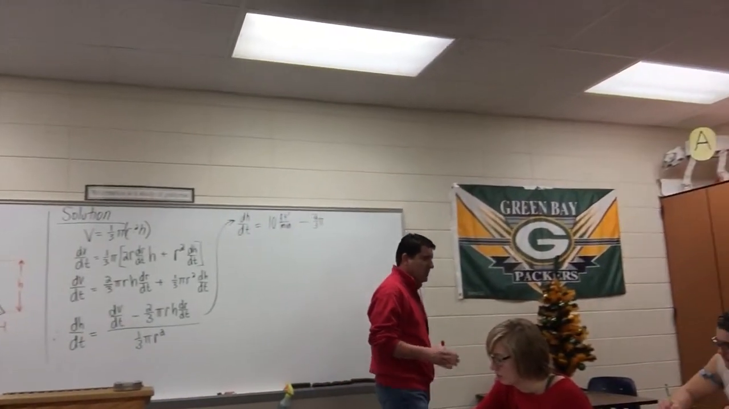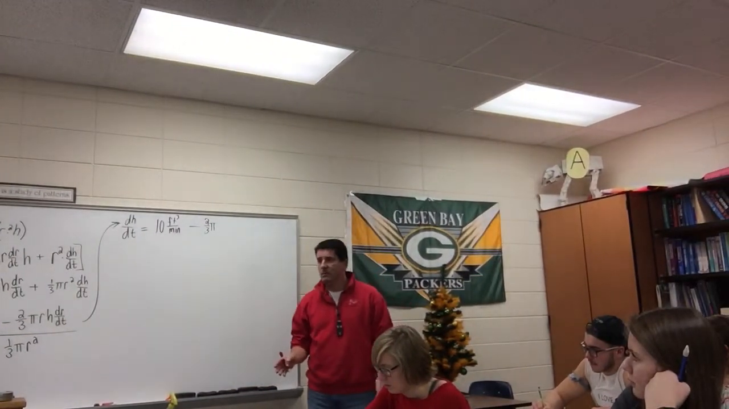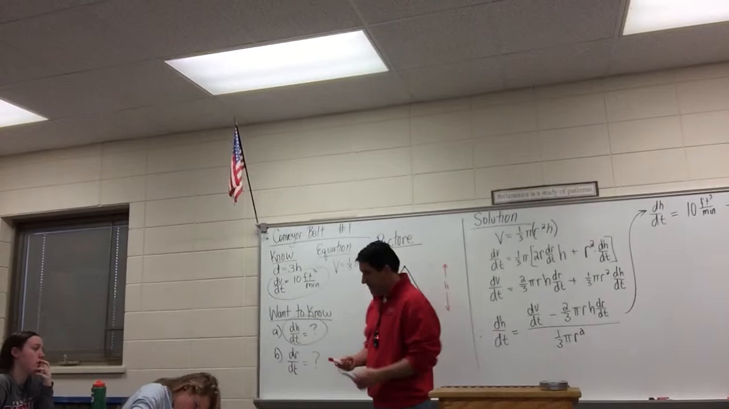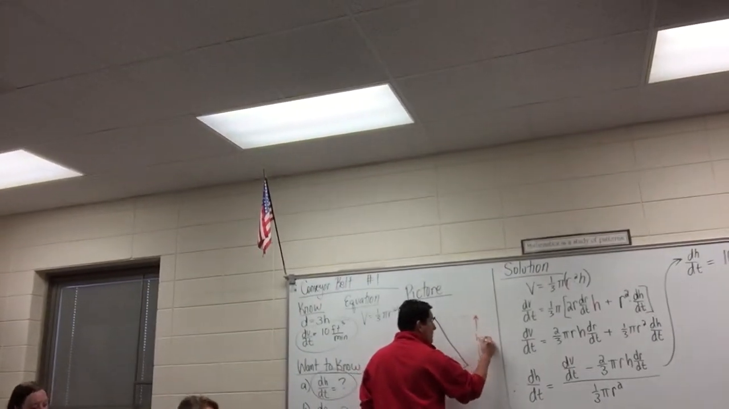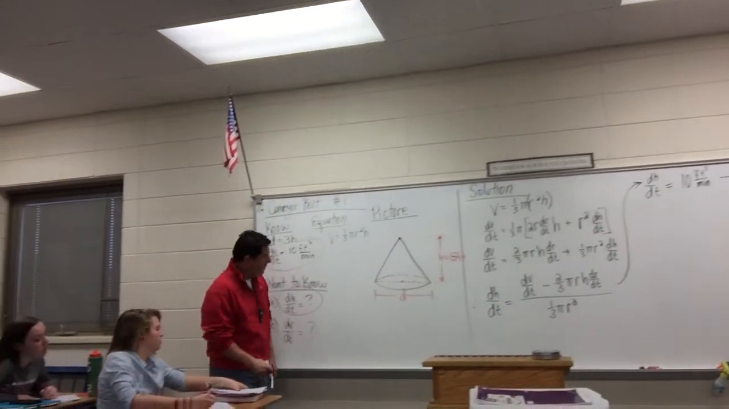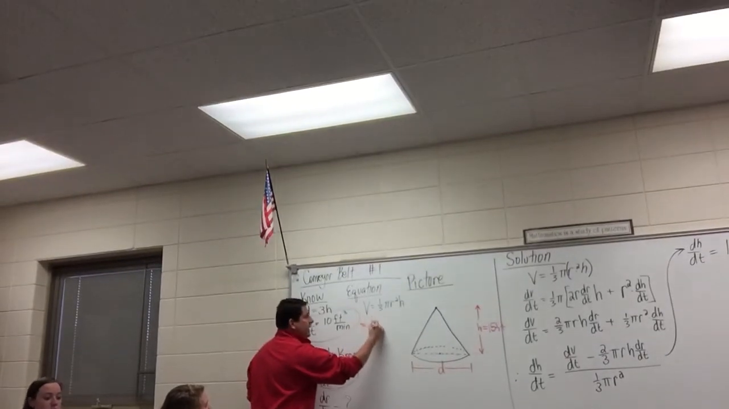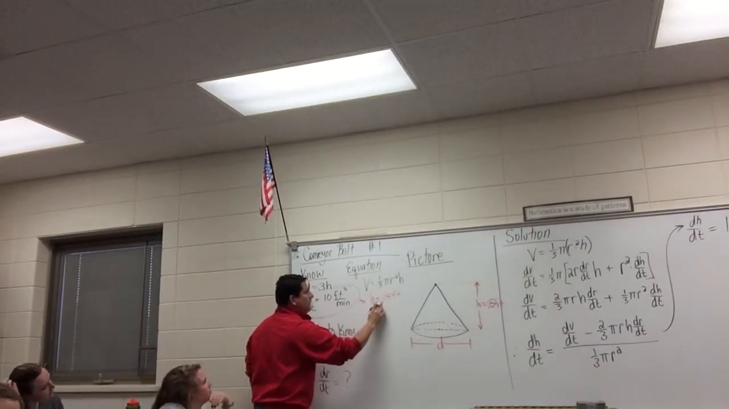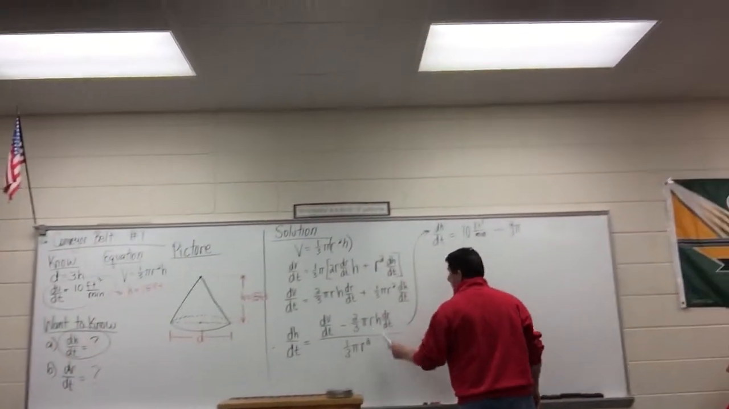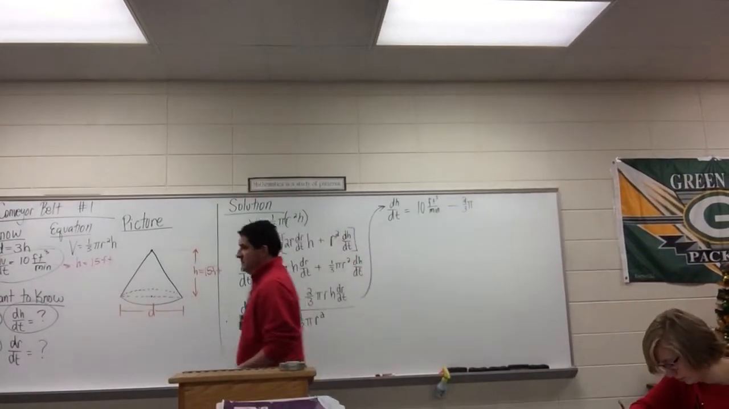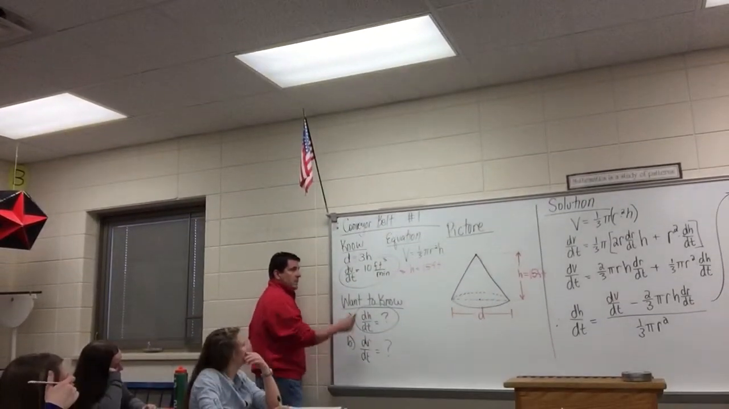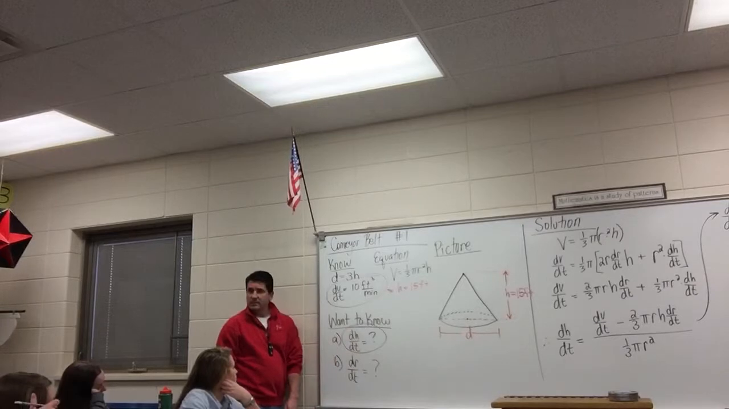Is there any specific moment where we're stopping this and trying to figure it out? What's h? The height is 15 feet. So we're looking at h equals 15 feet. And so does that help us? I need the radius, though. If the height's 15, how much is the radius?